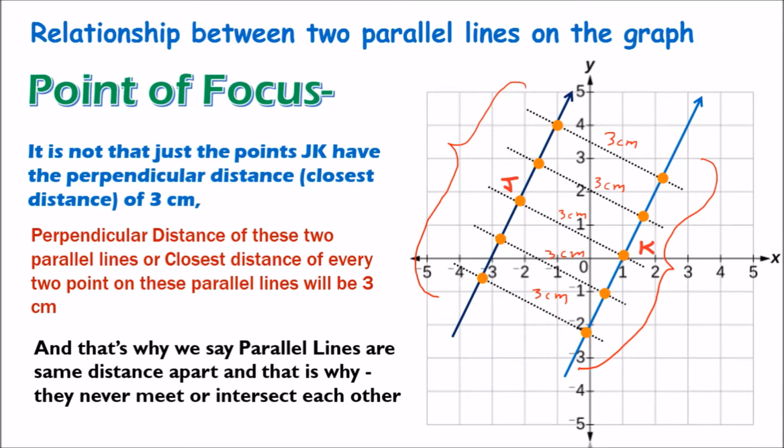And by that, we mean the closest distance of two points on these two parallel lines, which in our case is 3 cm. And since that 3 cm will be the distance of two closest points on these two parallel lines everywhere, that's why our lines AB and CD are parallel, because they are the same distance apart and they will never intersect each other. And that is what makes two lines parallel lines.